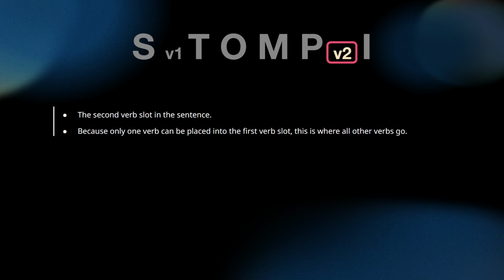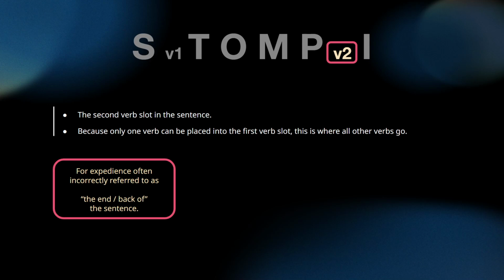Now, let's take a look at our second verb slot or our second verb position. This is very important because all verbs that cannot fit into verb 1, because remember, only one verb can be written in the first verb position, and it always has to contain a verb, but sentences are often complex and contain more than one verb. They're all going to gather in this verb 2 position. For expedience, a lot of teachers refer to this when we move a verb to our verb 2 slot or verb 2 position. They say we're moving it to the end or the back of the sentence.